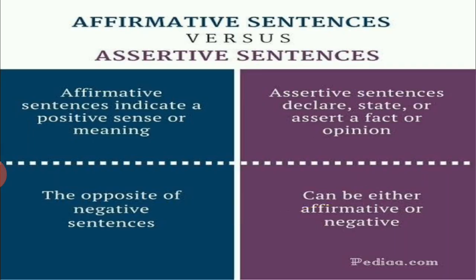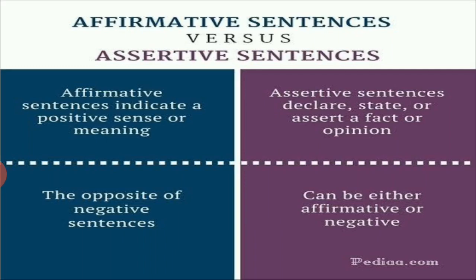So, here are some of the points of differences between affirmative and assertive sentences. Affirmative sentences indicate a positive sense of meaning, but assertive sentences declare, state or assert a fact or opinion. Affirmative is the opposite of negative sentences, therefore we also call them positive sentences. But assertive can be both affirmative, that is positive, or negative.